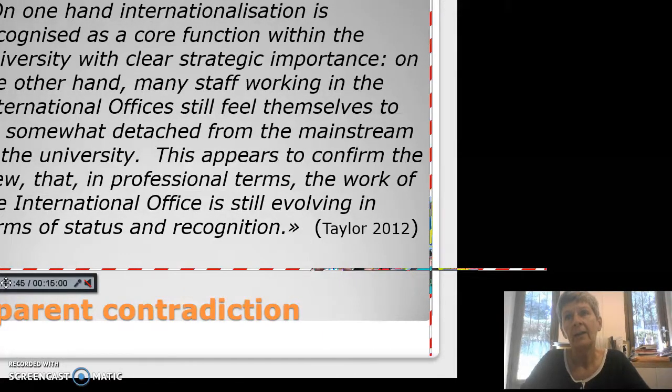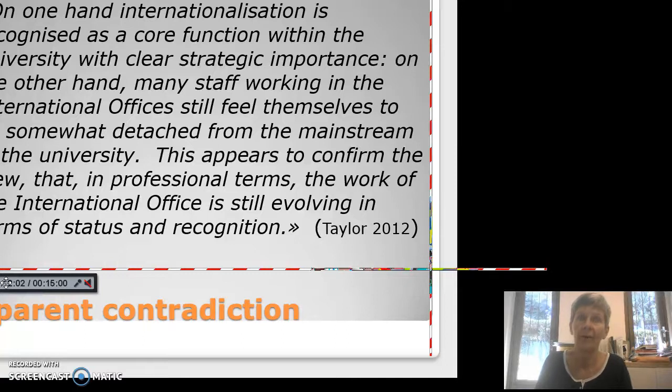And I think that leads to this quote by a colleague of mine, John Taylor. On one hand, internationalisation is recognised as a core function within the university with clear strategic importance. On the other hand, many staff working in the international offices still feel themselves to be somewhat detached from the mainstream of the university. This appears to confirm the view that in professional terms, the work of the International Office is still evolving in terms of status and recognition. So I think you can reflect on that in your own situation now.